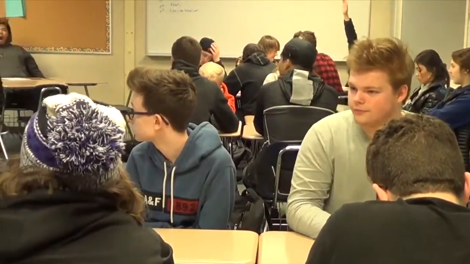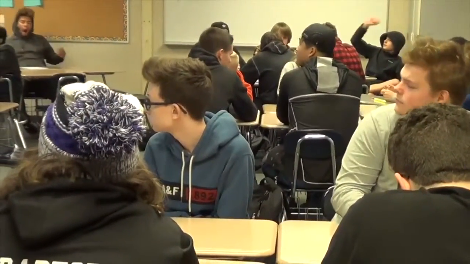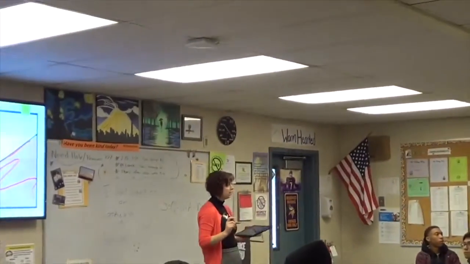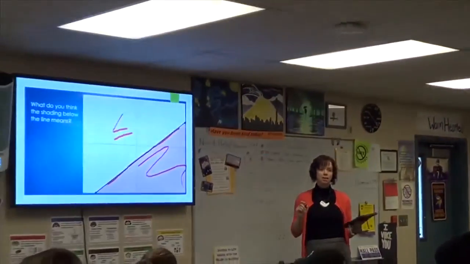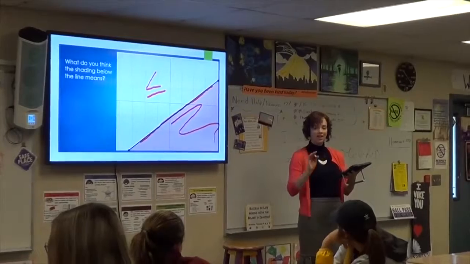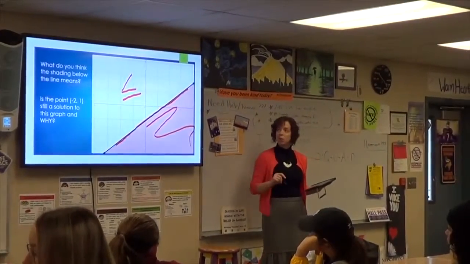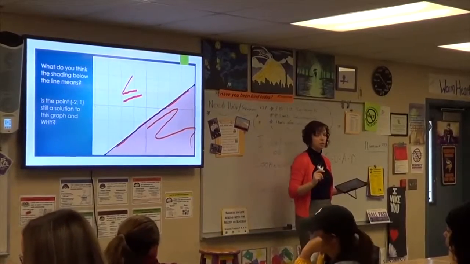Oh. The line is solid and then shaded down. So the line is solid and it's shaded below. Ryan, was that what you were going to say? Yeah. Awesome. Good job, you guys. Okay, so one last question about this graph. Does that mean negative 2, 1 is still a solution to this graph?